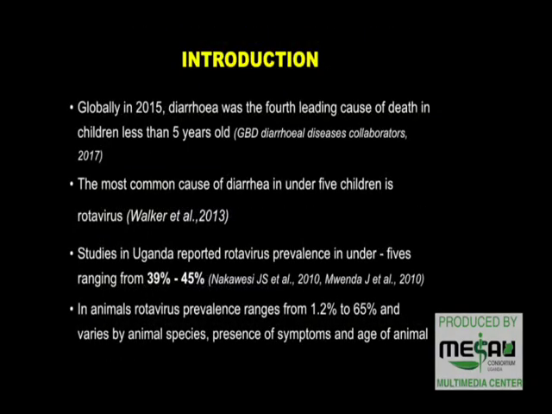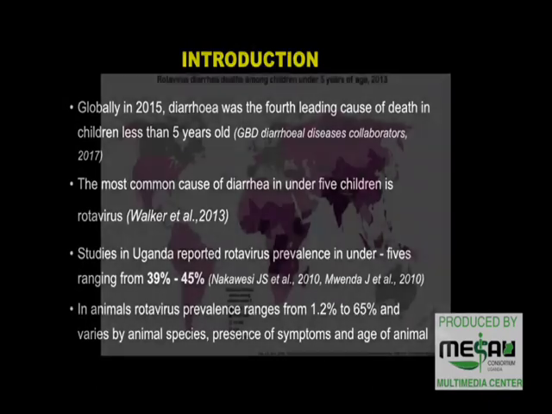Globally, diarrhea has been reported to be the fourth cause of deaths in children under 5 years, with rotavirus being the most common cause of death. In Uganda, the prevalence of rotavirus has been reported to be 39 to 45%, and the prevalence in animals has ranged from 1.2 to 65% globally. And the prevalence has varied depending on the animal species, the age at which the animal has been examined, and also whether the animal had symptoms or not.